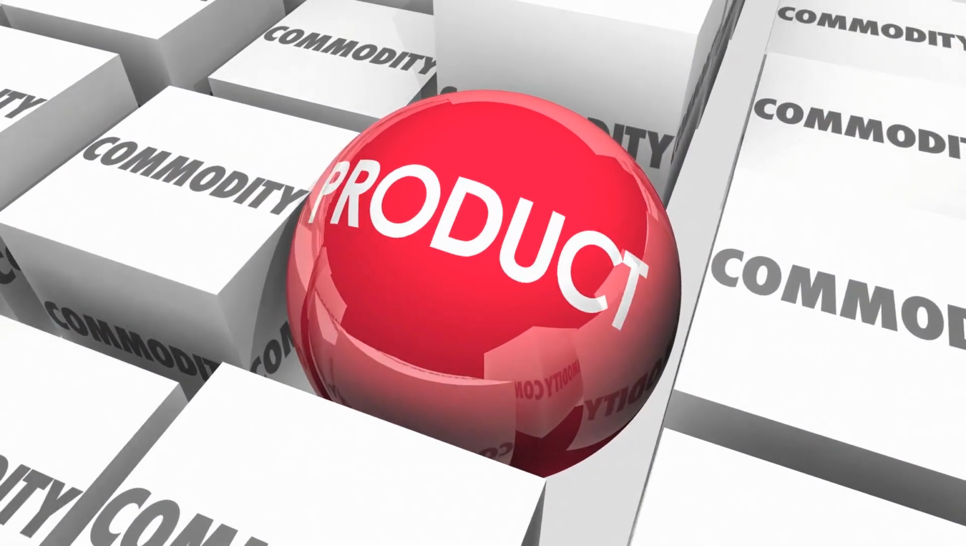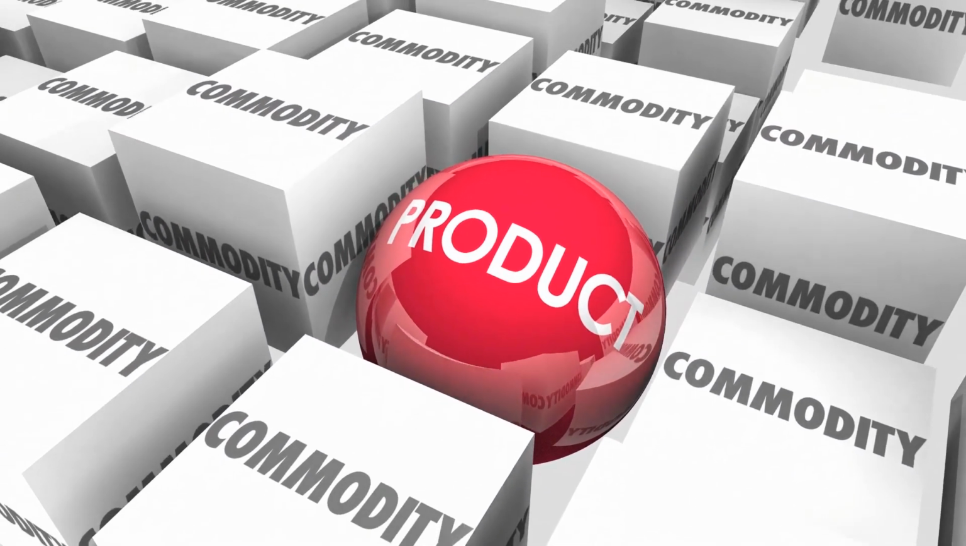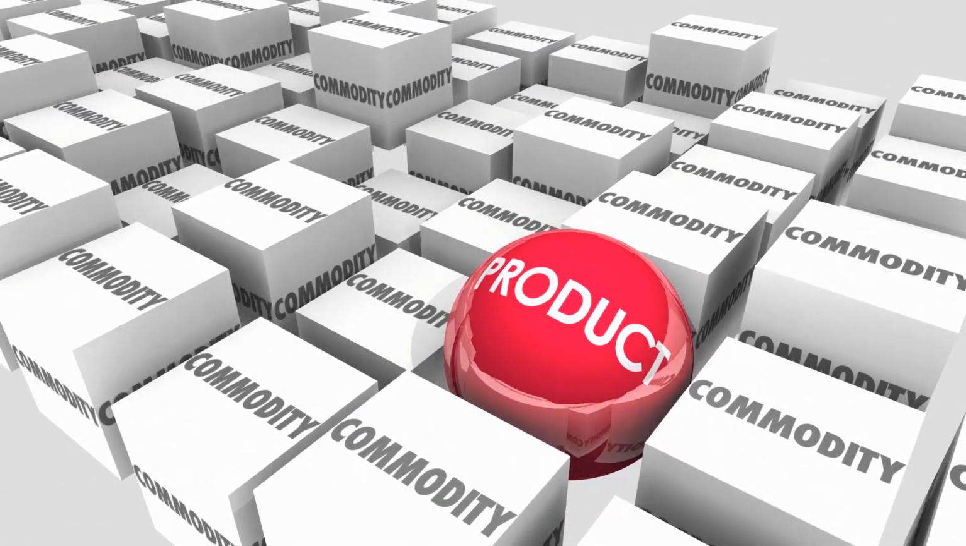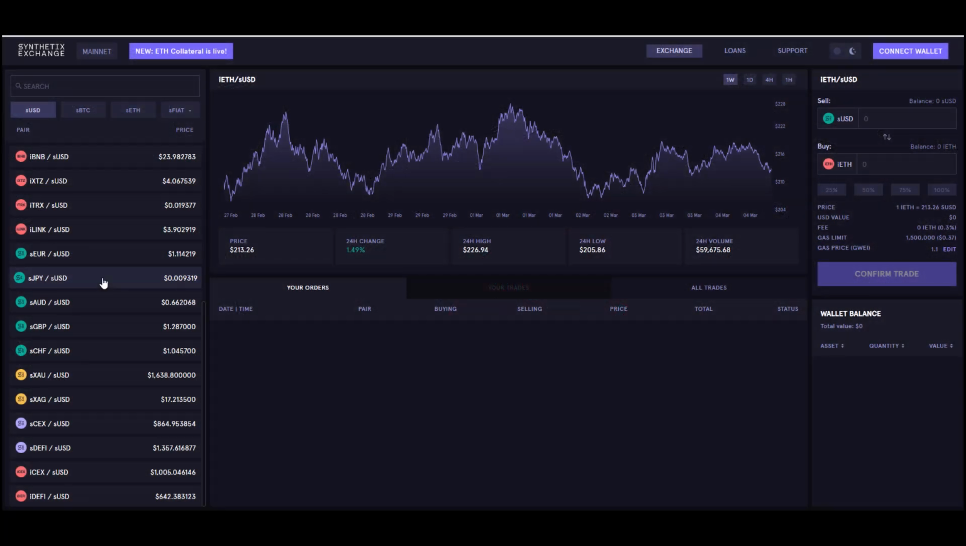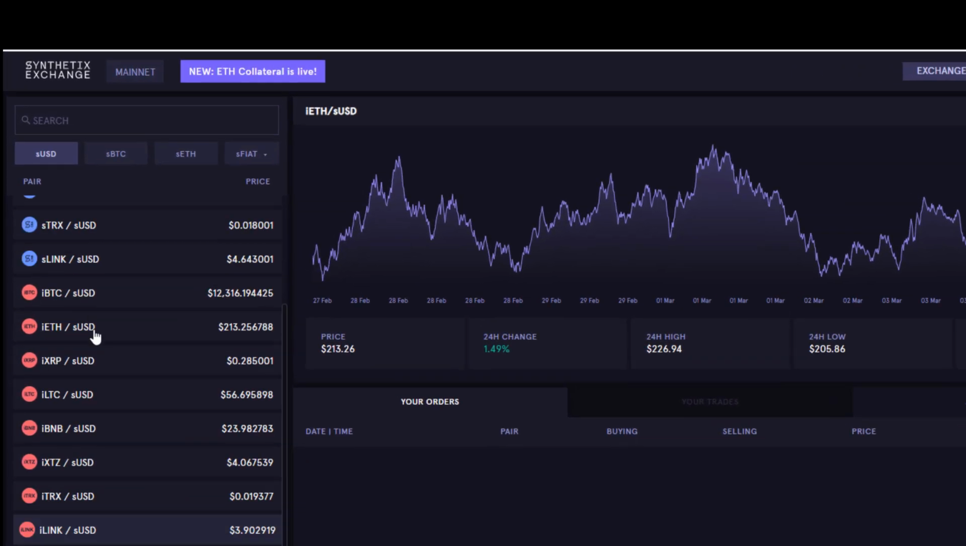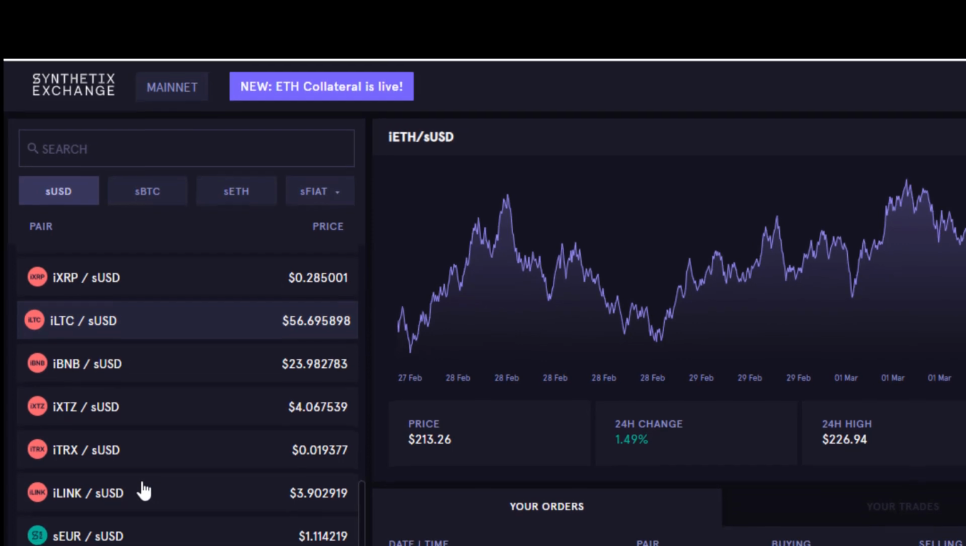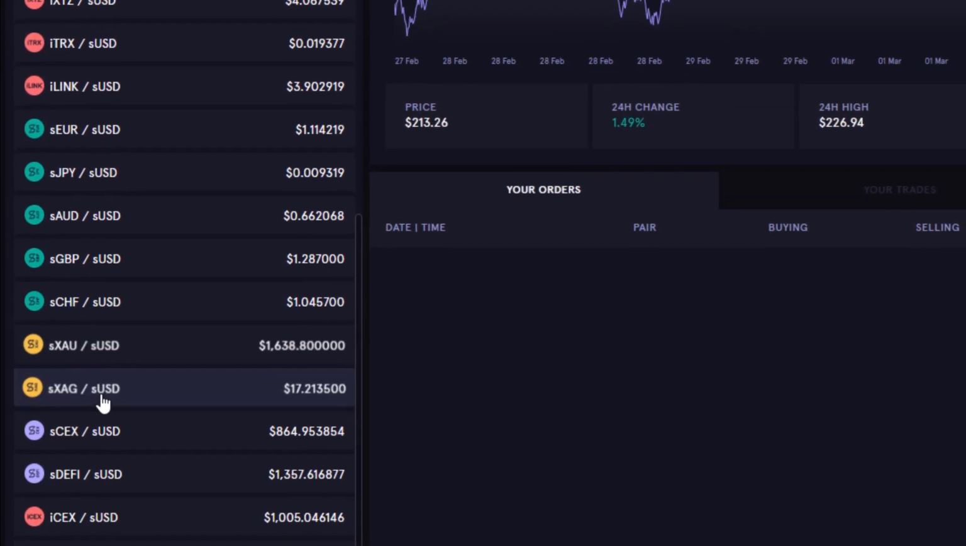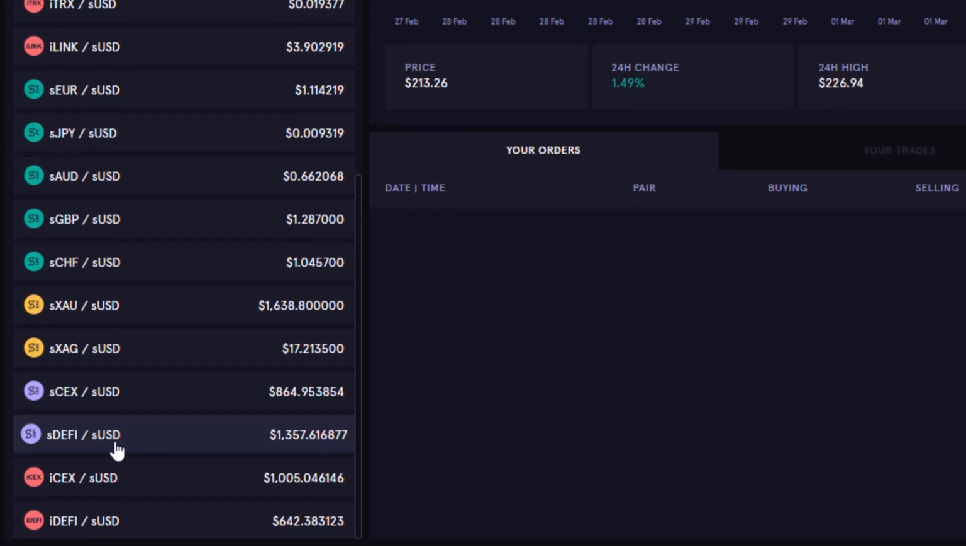And the other benefit is that in theory, you could issue any asset, even legacy assets like commodities, stocks, bonds. And if you look here in this column, you can see that in addition to the cryptocurrency synths that they support, they also support various fiat synths and gold and silver. And they also have these index funds. For example, this is a DeFi index fund that gives you exposure to a variety of DeFi related protocols. This is a centralized exchange index that gives you exposure to tokens like Binance, KuCoin, and a few others.